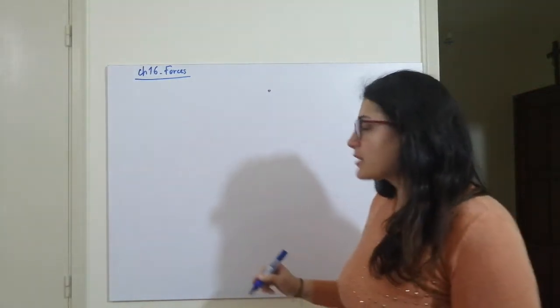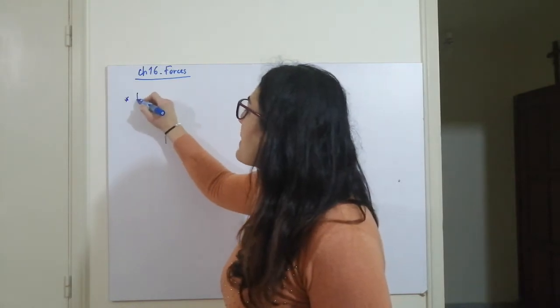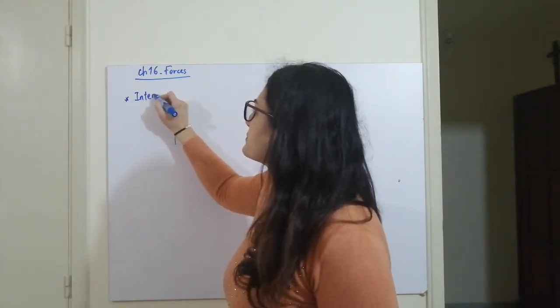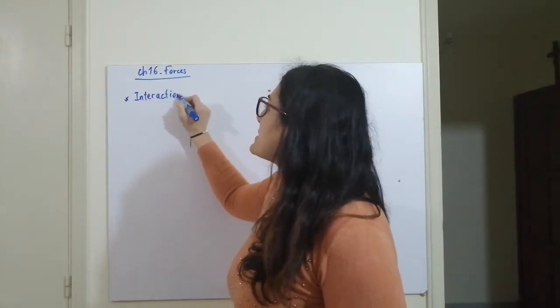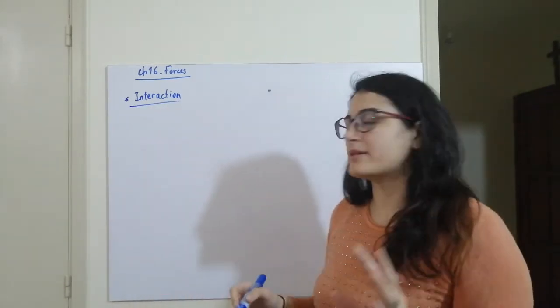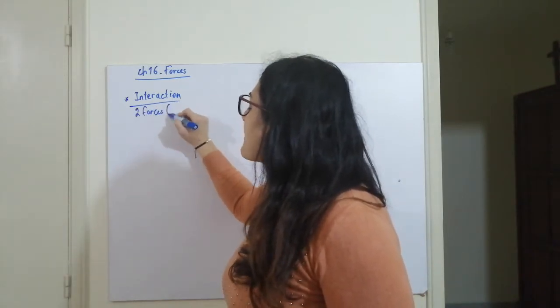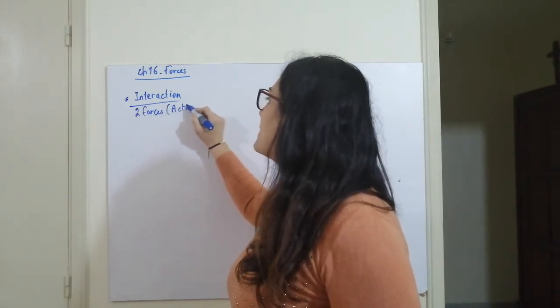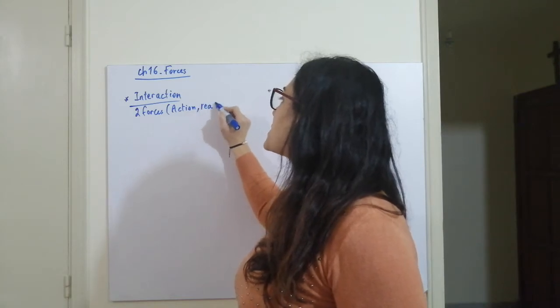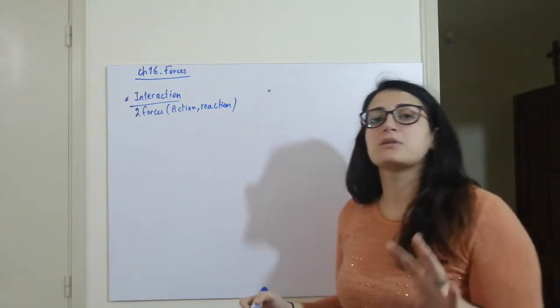Okay, we are completing the lesson on forces. We will talk now about interaction. What interaction means is that forces come in pairs. So I always have two forces: I have the action and I have the reaction. Whenever a force is applied, I will have a reaction to this force.